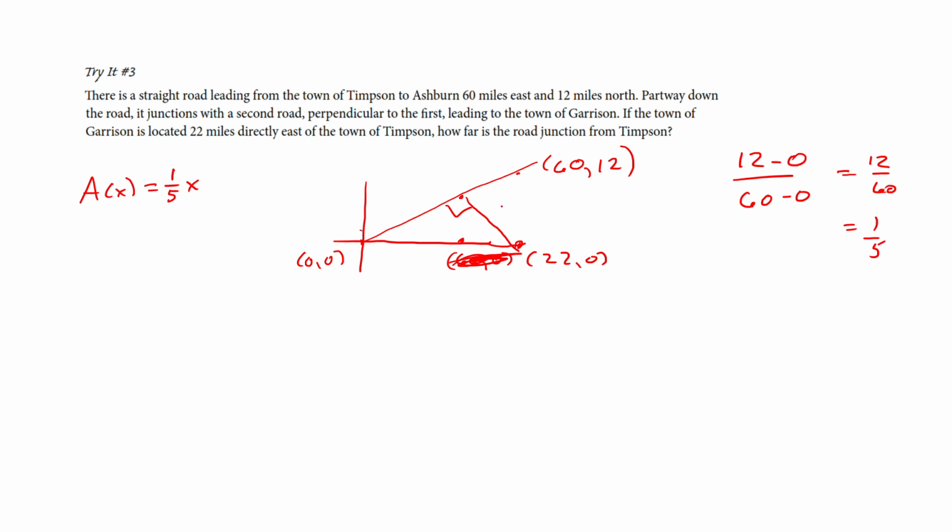Now the junction road to Timpson is this. We know that it's perpendicular, so its slope is going to be 1/5 turned upside down with the opposite sign. Now the problem is I don't have the y-intercept, but I know a point on the road. It's this one. So all I have to do, oops, I did that wrong again.